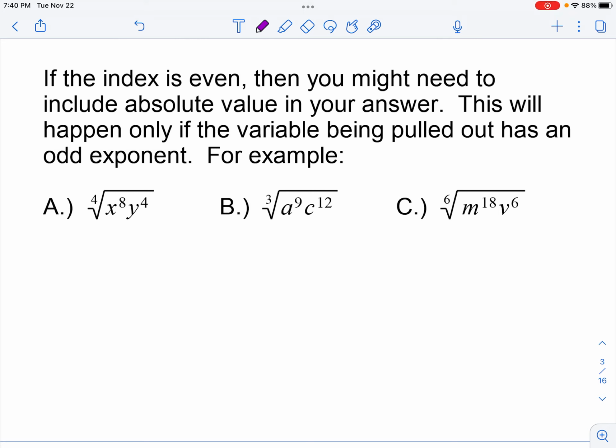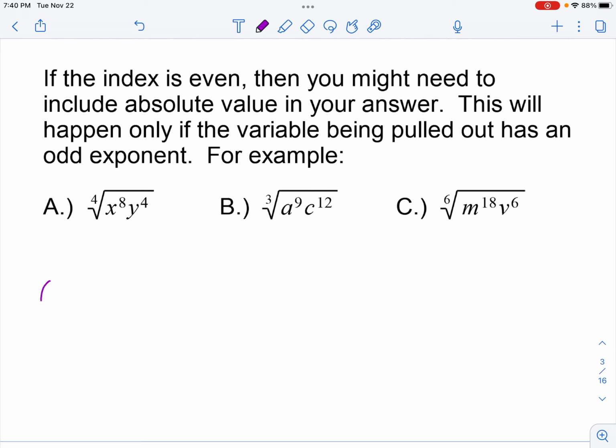The only problem is sometimes we're going to need absolute value in our answer. That's going to happen only if the variable being pulled out has an odd exponent, but only if we had an even index to begin with. We'll talk about the absolute value part in a moment, but first, let's take a look at problem A.